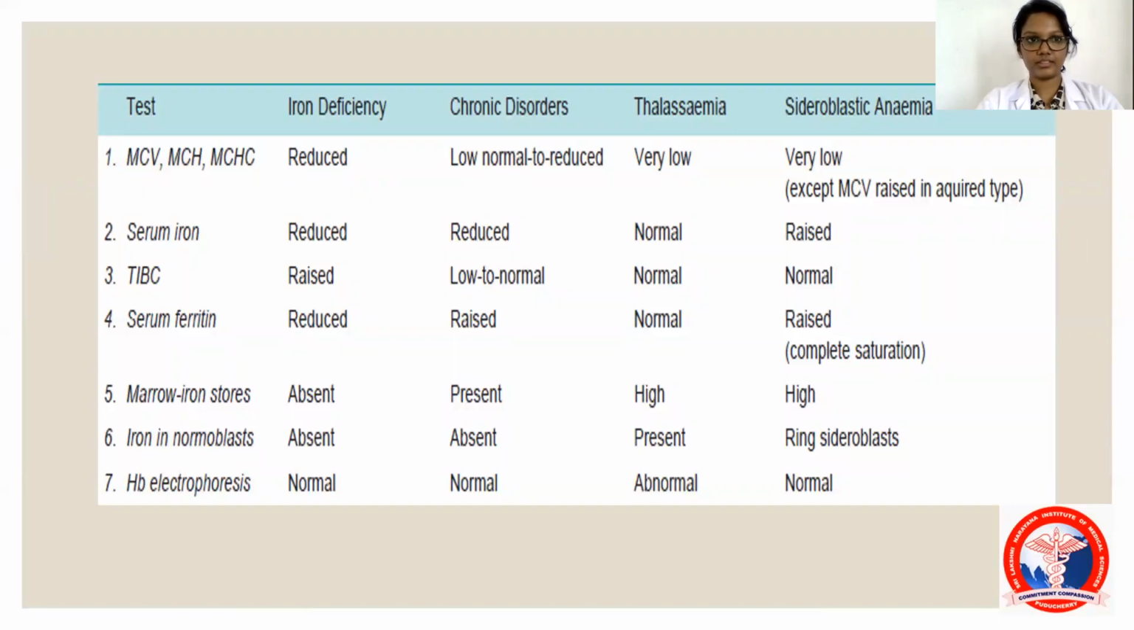This is another table that shows differences in different conditions like iron deficiency, chronic disorders, thalassemia, and sideroblastic anemia. It shows the tests and the different values. You can go through this chart.